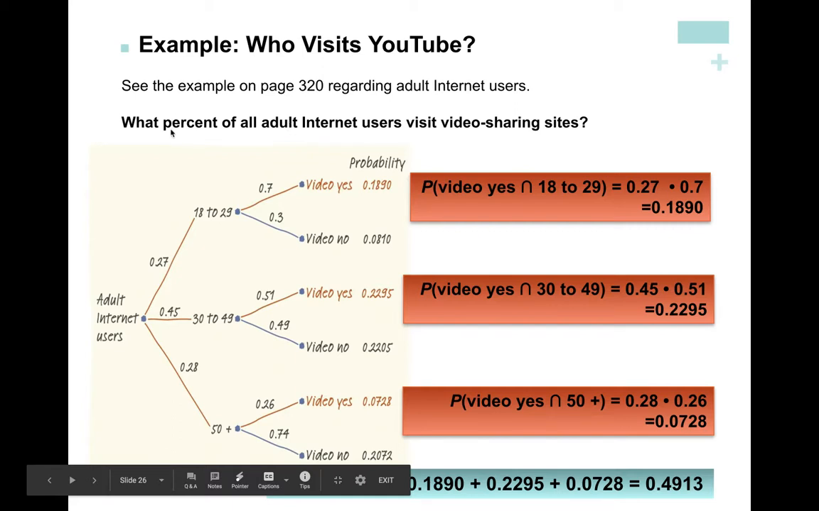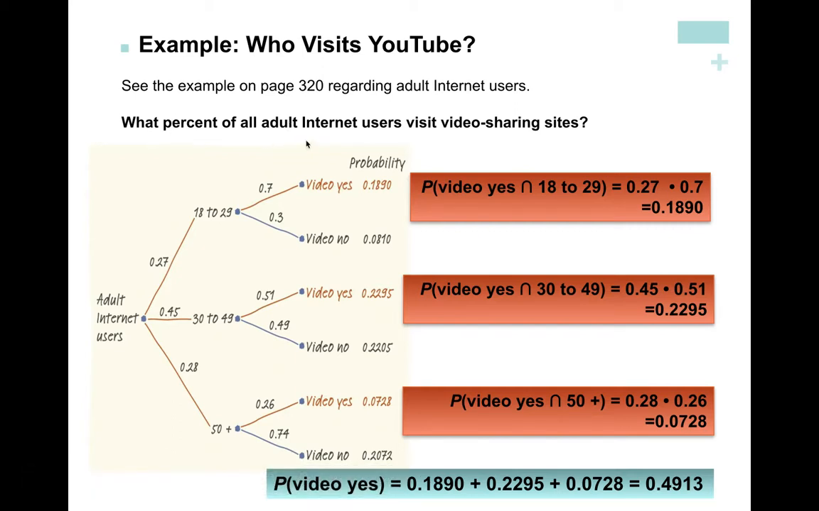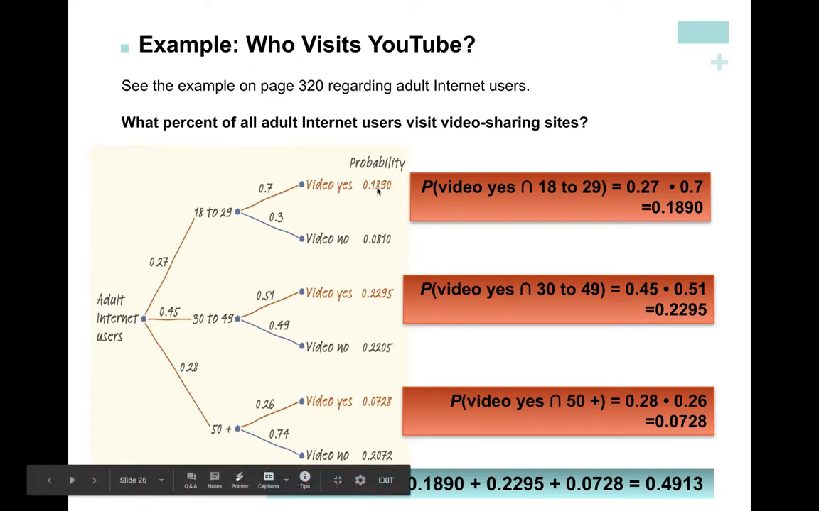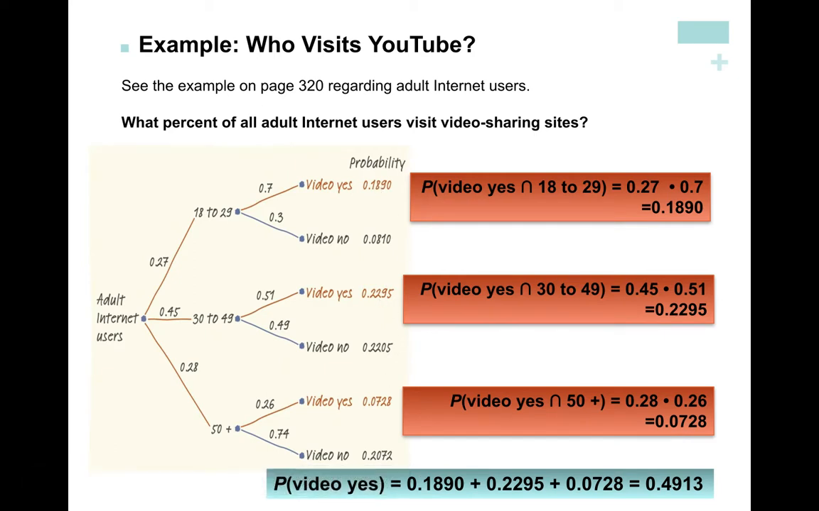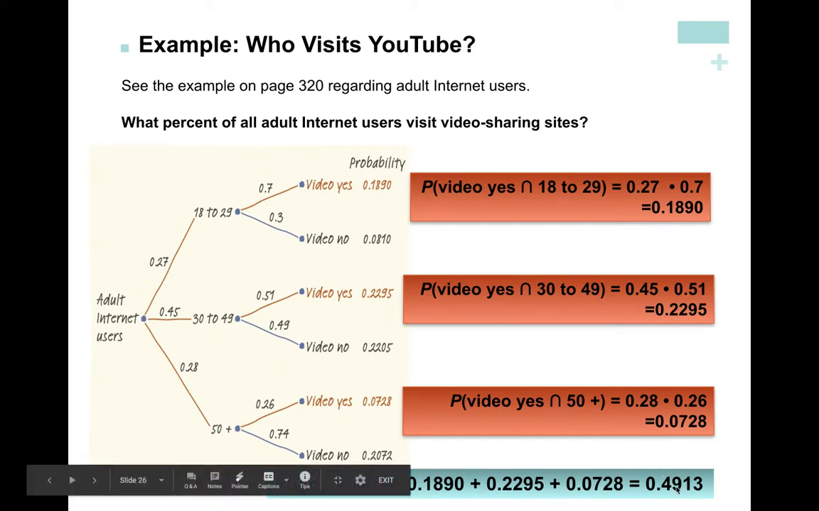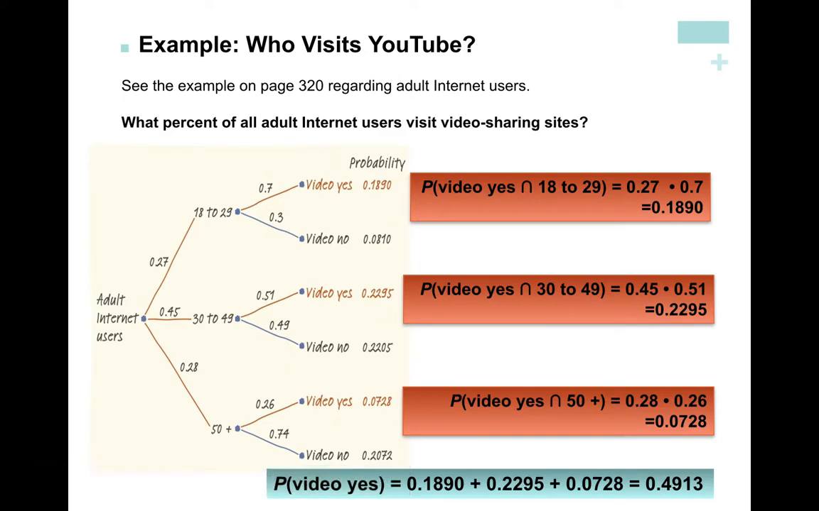And then look at the question. The question is what percent of all adult internet users, so out of all of these, what percent of them visit video sharing sites? Well, there's 3 yeses. There's video yes, and video yes, and video yes. So you have to add those 3 up. Okay, and that is what you get, 0.4913.